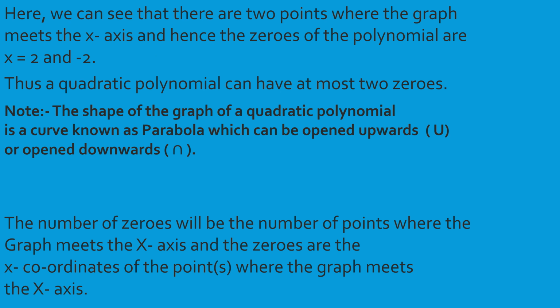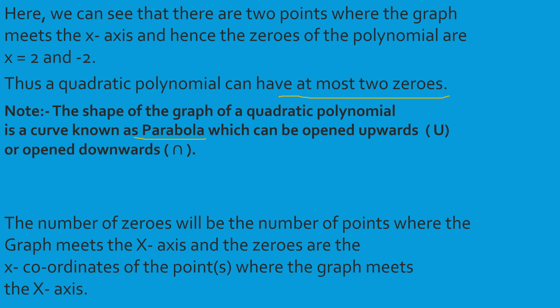Now here we can see there are 2 points where the graph meets the x-axis, and hence the zeros of the polynomial are x equal to 2 and -2. So a quadratic polynomial can have at most 2 zeros. You can refer to the previous slide again and you will understand that it has at most how many zeros? 2 zeros. So the shape of the graph of a quadratic polynomial is a curve known as a parabola, which can open upwards, U, or open downwards.